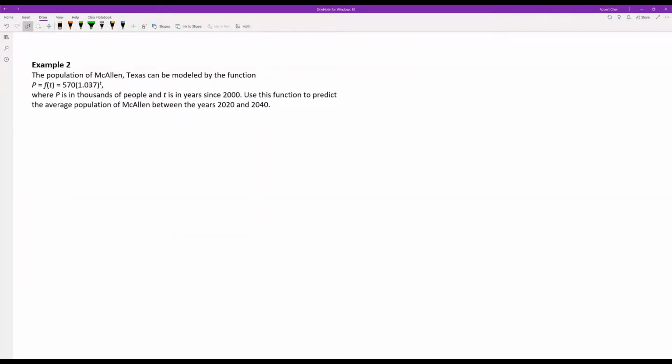All right, let's take a look at another example. Example 2: the population of McAllen, Texas can be modeled by the function P of t equals 570 times 1.037 to the power of t, where P is in thousands of people and t is in years since 2000. Use this function to predict the average population of McAllen between the years 2020 and 2040. First, 2020 is 20 years after 2000, so t is 20, and 2040 is 40 years after 2000, so t is 40.